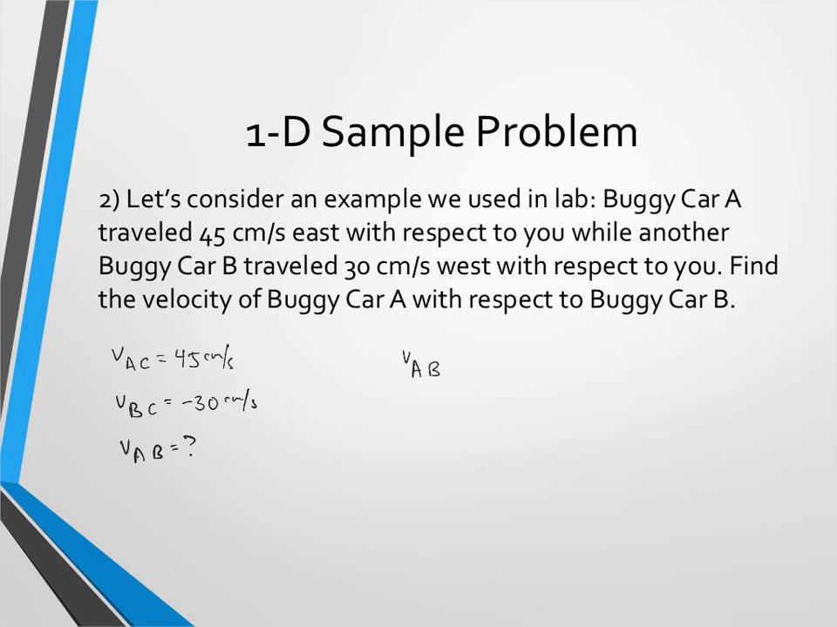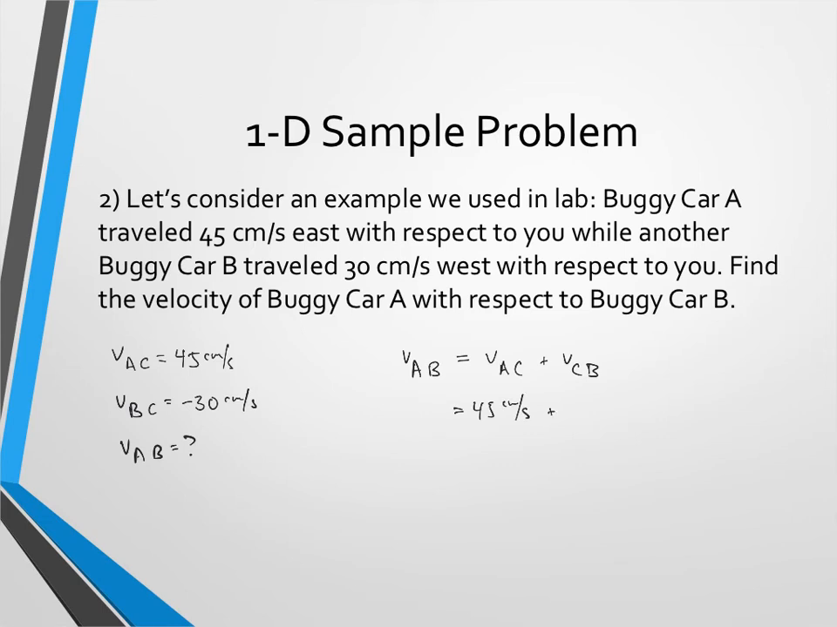So we need to find buggy car A with respect to B. So we're looking for VAB. So C needs to be in the middle. VAC plus VCB. All right. Now careful here. We have AC. That's 45 centimeters per second. But we don't have CB.